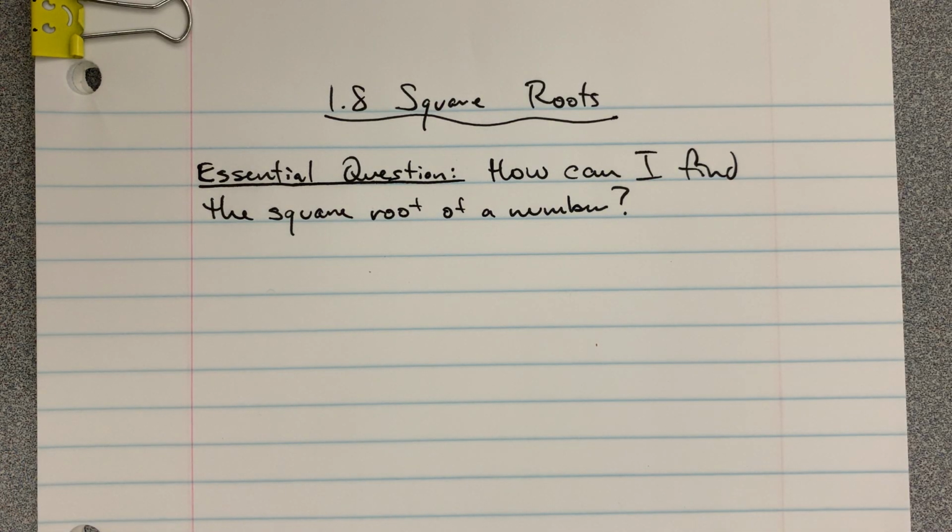All right, today we're going to talk about section 1.8, just the first part of it, which is dealing with square roots. Our essential question is, how can I find the square root of a number? So before we even try that, I think we need to define a couple of things.